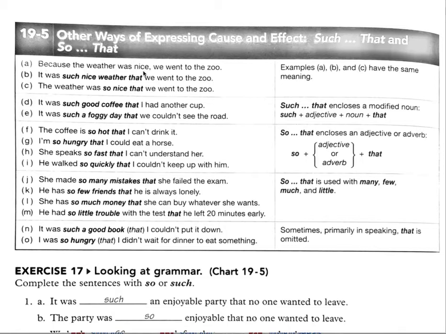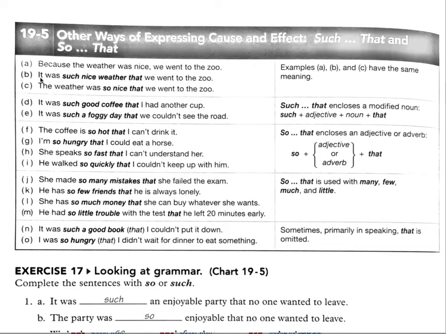Because the weather was nice, we went to the zoo. So here is your adverb clause, because the weather was nice. We went to the zoo is the independent or main clause. Notice that since we started with an adverb clause, we're going to use a comma before the main clause.